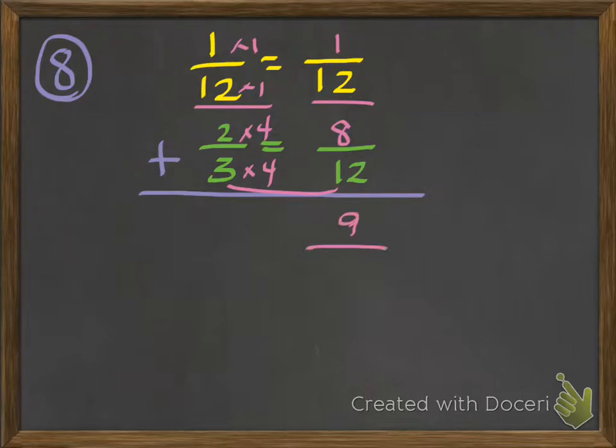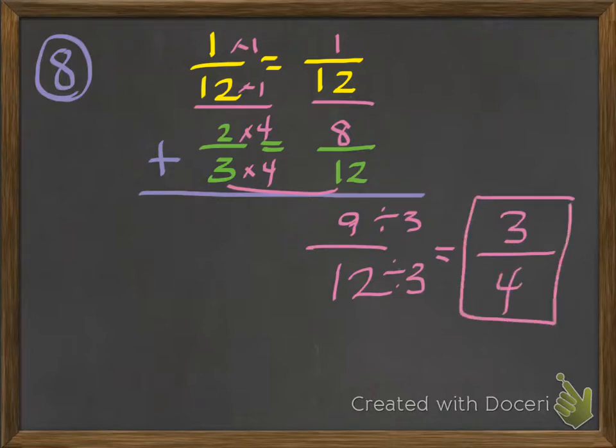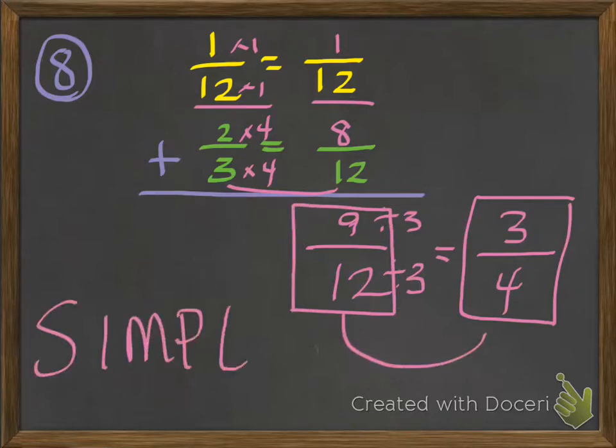That equals 9/12. Now, we didn't do this before, but you have to remember to simplify. If you get to an answer that's not simplified, you have to simplify. I see that 9 and 12 can both be divided by 3. 9 divided by 3 is 3, and 12 divided by 3 is 4. So my final answer would be 3/4. So if you got 9/12 as your final answer, don't forget you need to simplify.